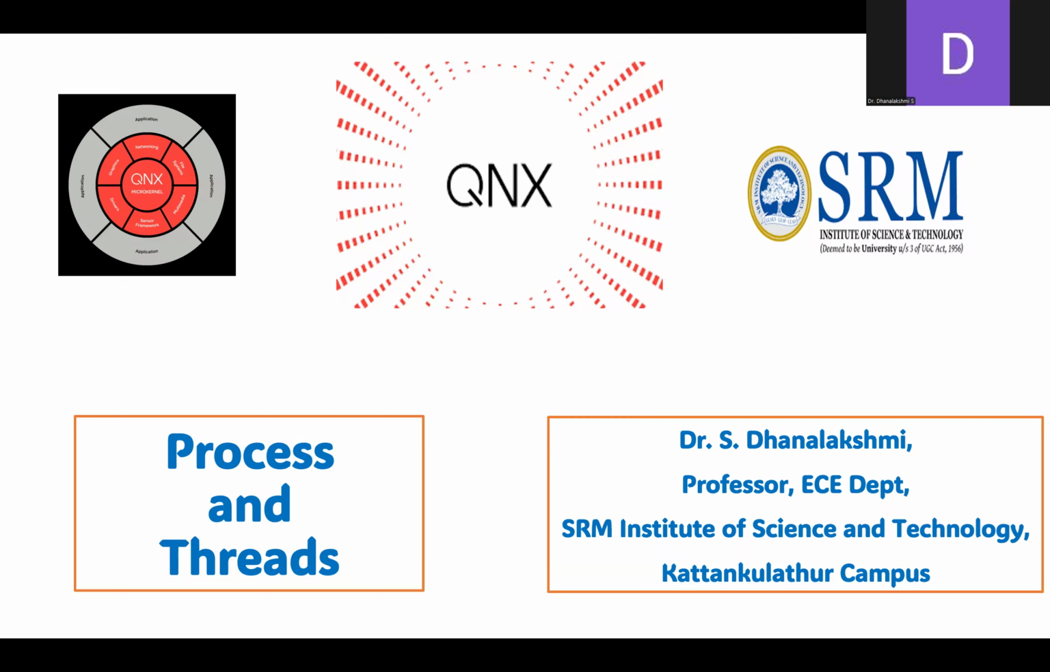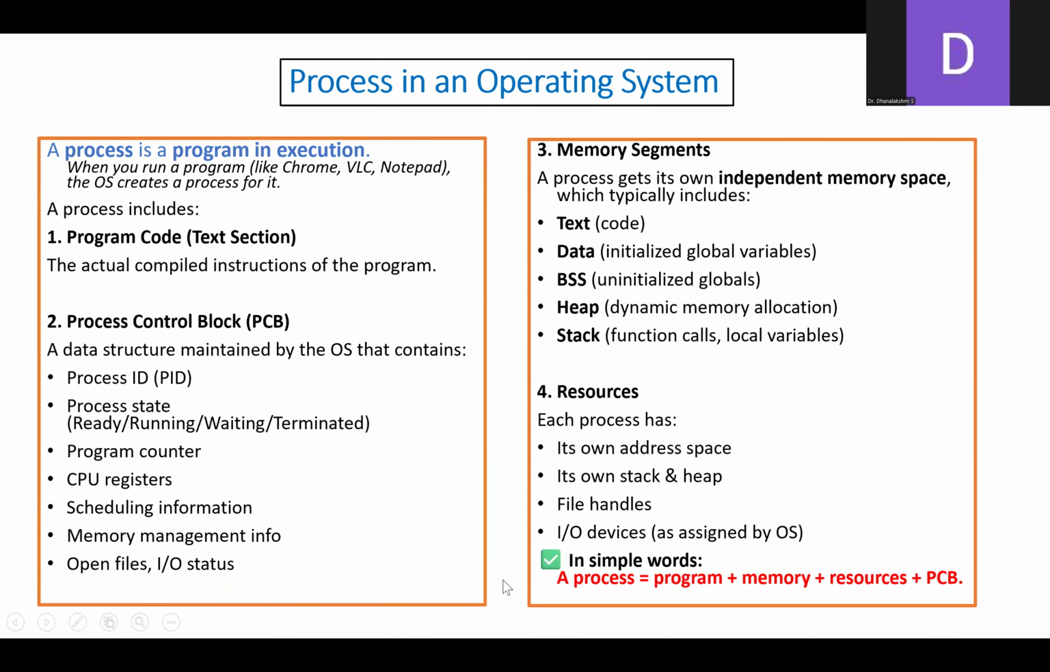Let's get started and understand one of the most fundamental concepts in operating systems, that is, processes and threads, which form the backbone for multitasking and concurrent computing. What's a process? A process is a program in execution. When you run a program, for example Chrome, VLC, or Notepad, the OS creates a process for it automatically.